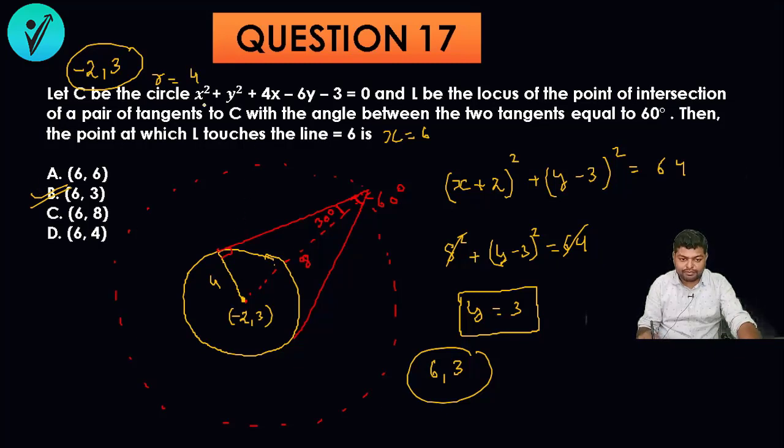First of all, from this I got the equation of the circle. Okay, I got the center and radius. Then I drew the tangents. I tried to find the locus of the points of intersection of the tangents. Once I had that, I simply placed the value of x equals 6 so that I can get the value of y. So the coordinates will be what? It will be 6, 3.